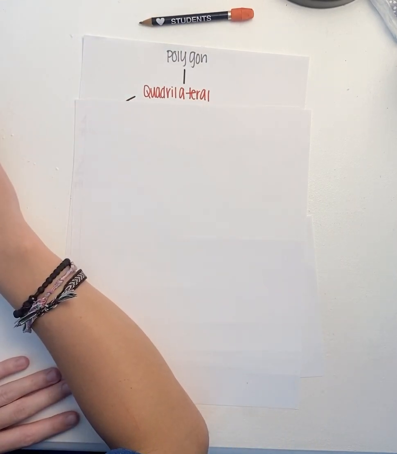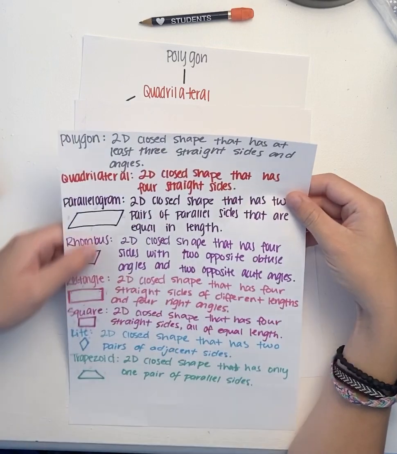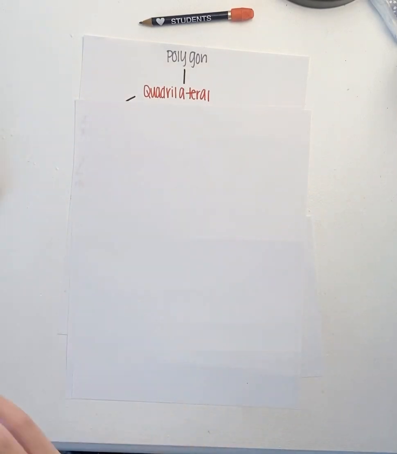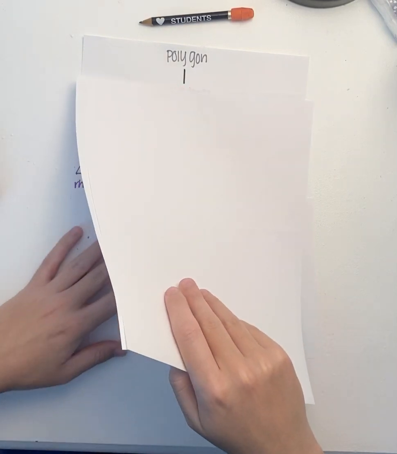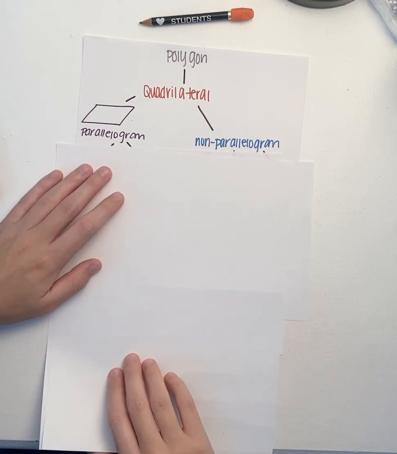Our first diversion is here because not all quadrilaterals have 2 parallel lines of the same length, which is what a parallelogram is. So we're going to split the hierarchy into parallelograms and non-parallelograms.